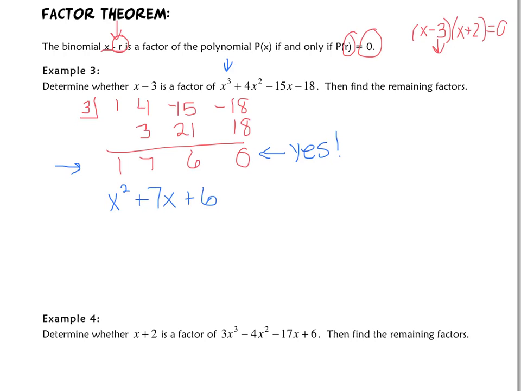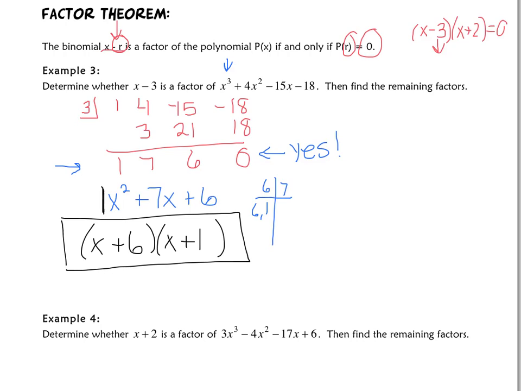And now we have to factor this. So no GCF. I'm looking for factors of 6 that add up to 7. They are 6 and 1. Because there's a coefficient of 1 in front of x squared here, I could just throw those two numbers into the parentheses with x. So it's going to be x plus 6 and x plus 1. Those are the remaining factors of that polynomial. So now if I was to write this out in completely factored form, it would be x minus 3, the original factor that they gave me because we decided it was a factor, x plus 6, and x plus 1. And if I was to multiply these three factors together, I would get the original polynomial that we start with.